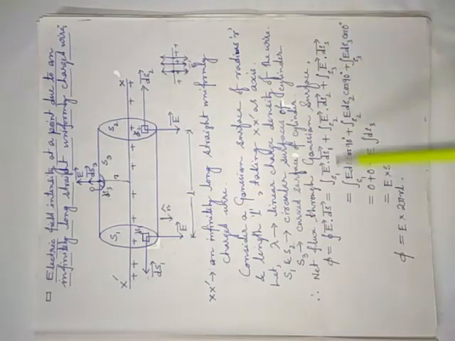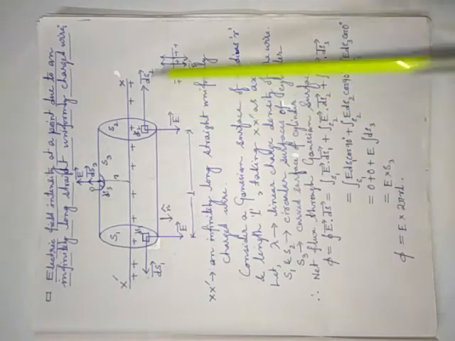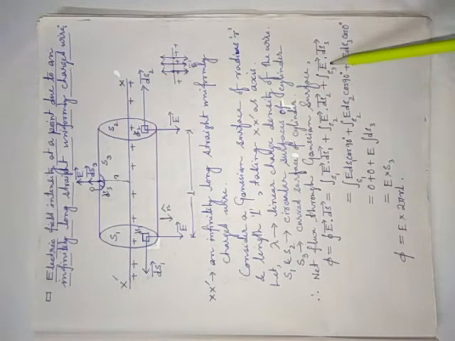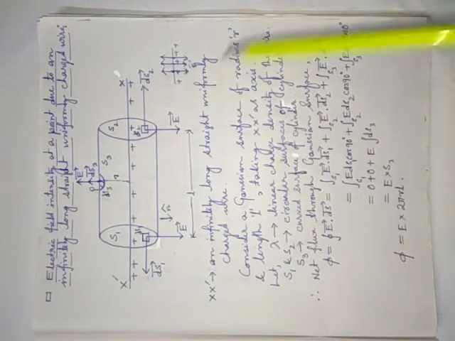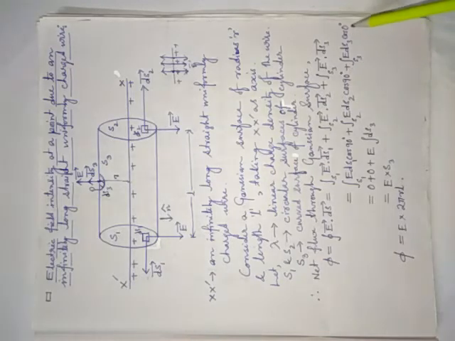Now dot product means cos theta. Here the angle between E vector and dS1 is 90 degree. The angle between E vector and dS2 is 90 degree. And the angle between E vector and dS3 is 0 degree, parallel. Now cos 90 degree means 0. That is, flux through S1 is 0, flux through S2 is 0, and flux through S3 is not 0 because cos 0 is equal to 1.